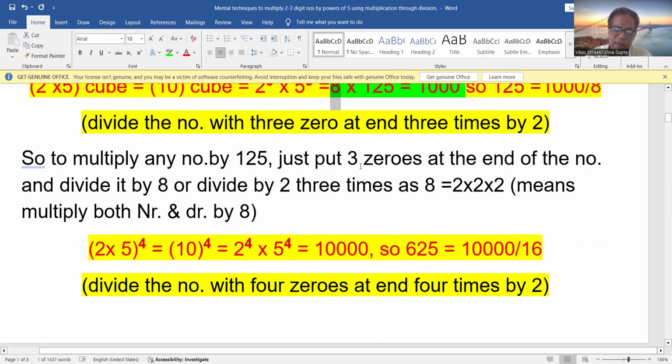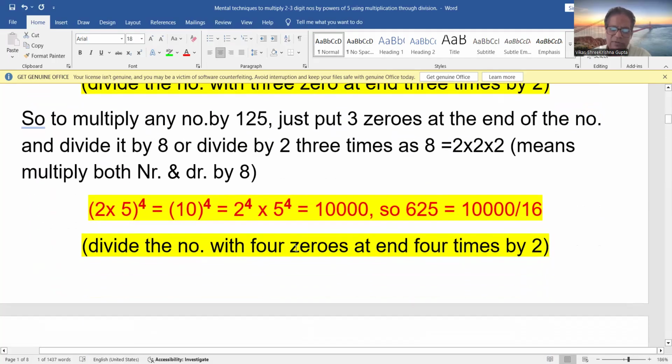In the same way, when I have to multiply any number by 625, now 625, how do you get this number? 2 into 5 to the power 4 is equal to 10 to the power 4, because 2 into 5 is equal to 10. So raising both sides to the power 4, I get 2 raised to power 4 into 5 raised to power 4. Now 2 raised to power 4 is equal to how much? Is equal to 16, and 16 into 5 to the 4 is how much? 625. So 10 raised to 4 is equal to 10,000. So 625 into 16 is equal to 10,000. So 625 is equal to 10,000 by 16.